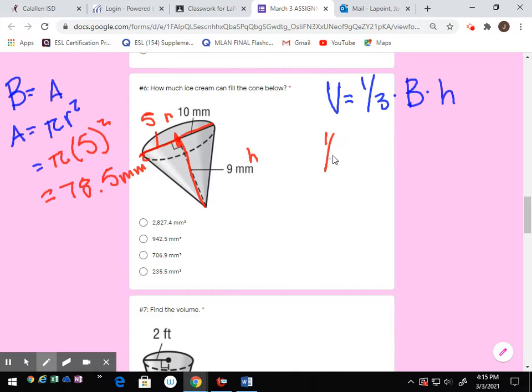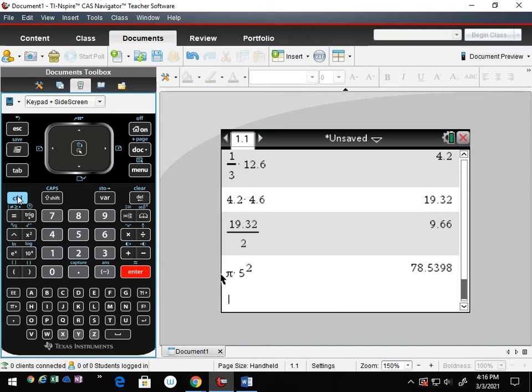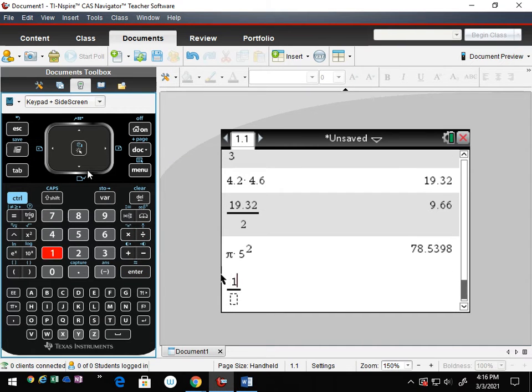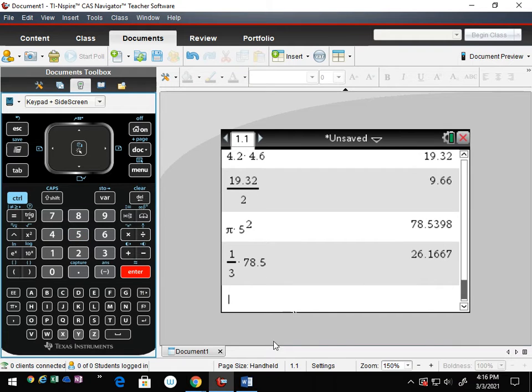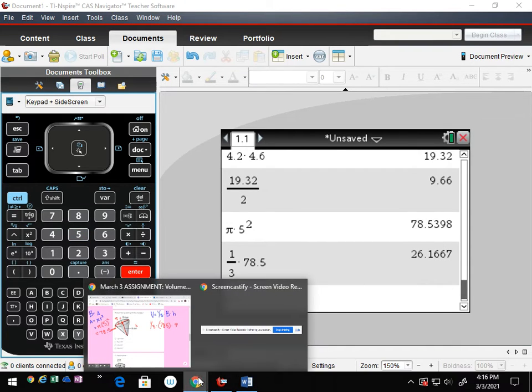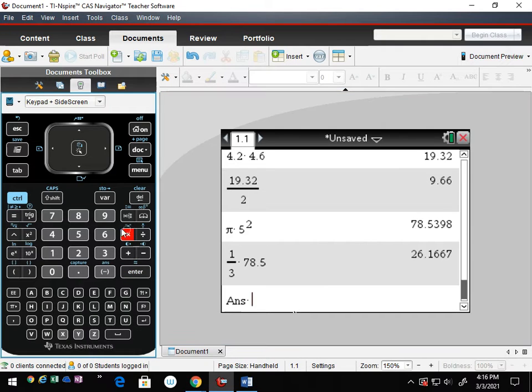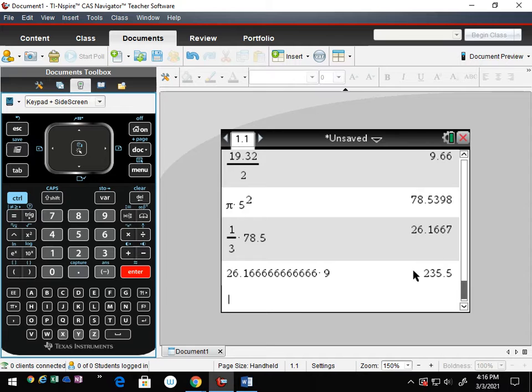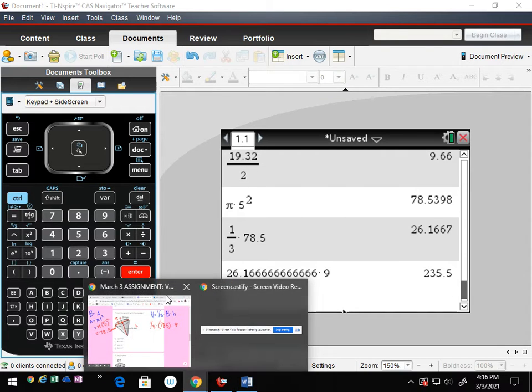So now we have 1/3 times 78.5, and we know our height is 9. So we're going to plug in 9, and we're going to put all this into the calculator. So control divide, 1 down, 3 over times 78.5. We'll go ahead and press enter. Okay, 26.11667, and then we'll multiply by our height, which is 9. So times 9, which is 235.5.